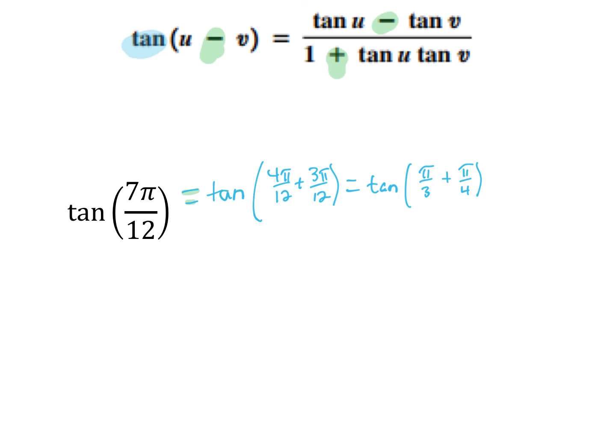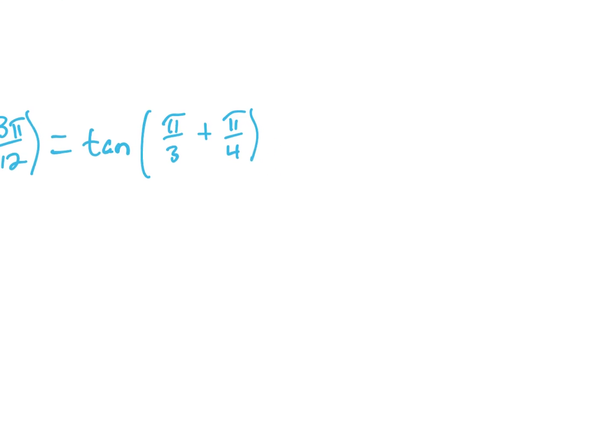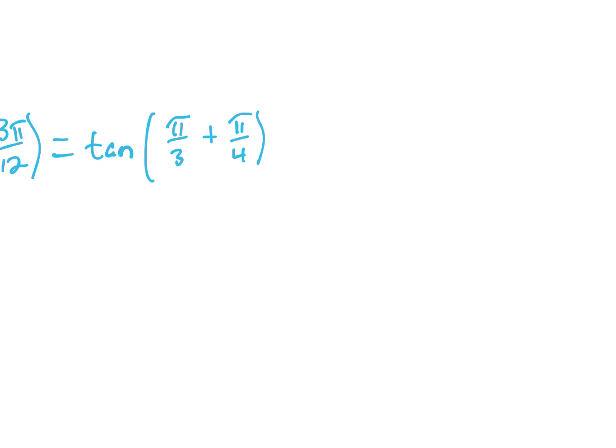Okay. All right, and then to plug into the formula, what that tells us is that in the numerator, we're going to take the tangent of pi over 3 plus the tangent of pi over 4, all over 1 minus.